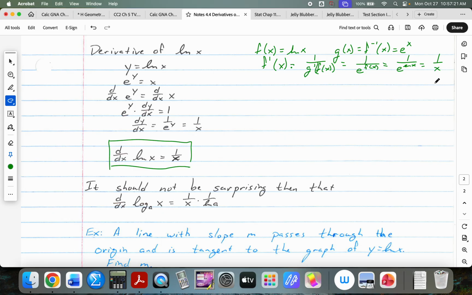To me, this is sort of the more natural way to do it. This is the, what tricky algebra thing can I do to make this work? This is just using the derivative rule for inverse functions, which we're familiar with already.